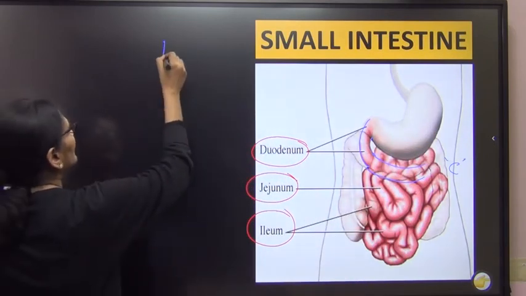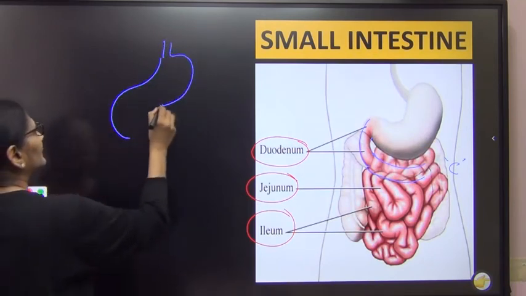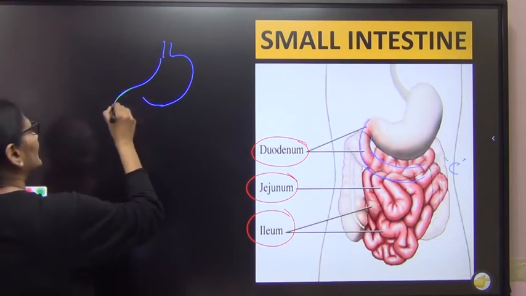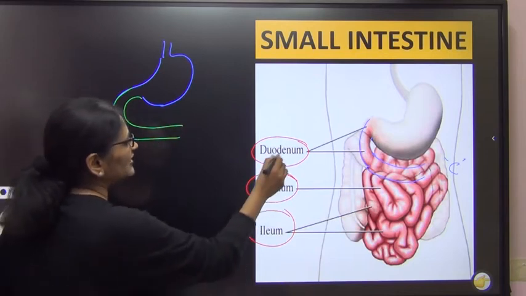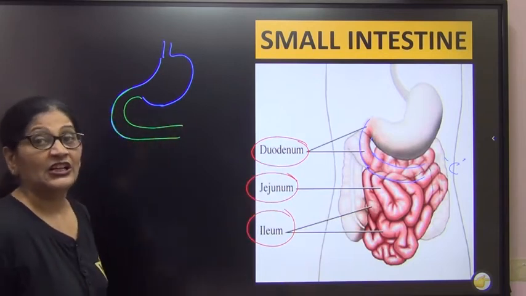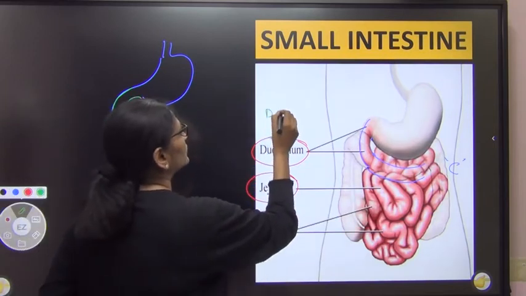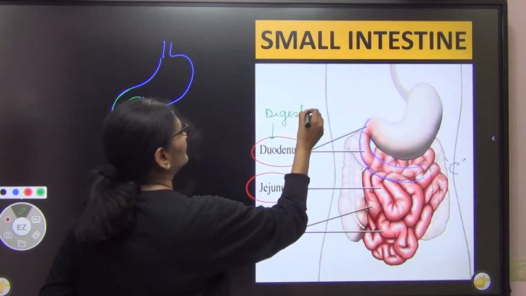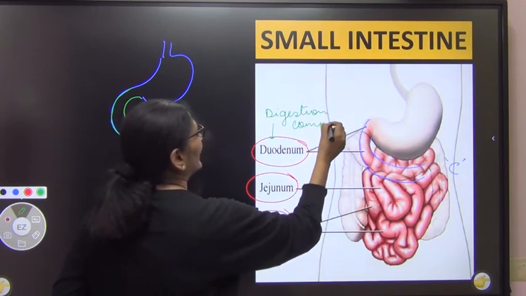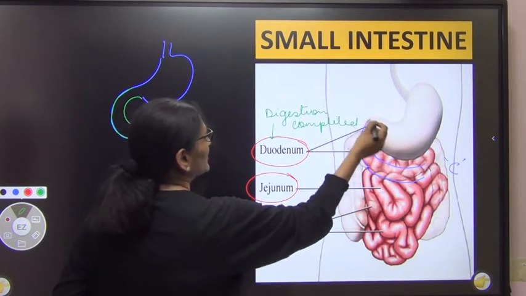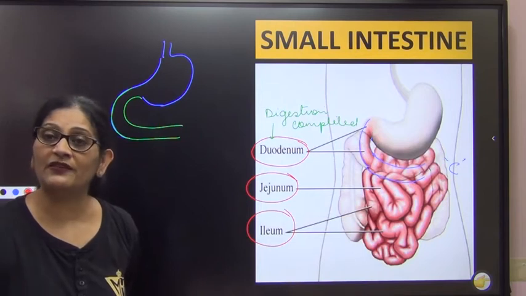So let me draw it here. If this is my stomach, this first part which continues from the stomach and forms a C, this part is called the duodenum. Duodenum is the part where digestion finally gets completed. You might say, ma'am, if digestion is complete, then what is the work of the remaining part? You cannot forget the point I told you in my previous class.